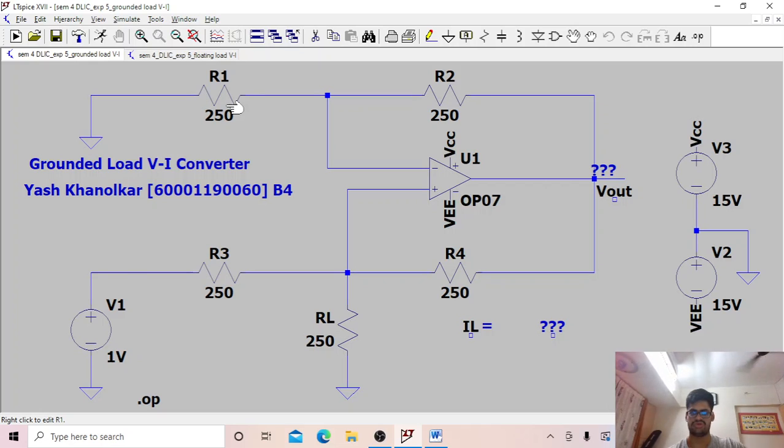Yeah, so in a grounded load V2I converter, we have four resistance values R1, R2, R3, and R4, which are equal to R, which we have found out to be 250, and RL we are taking as 250 because we want something less than 450. So we can take any value less than 450. So firstly we are taking V1 as 1 volt, and we are doing the operating point simulation, and we can just simulate this.